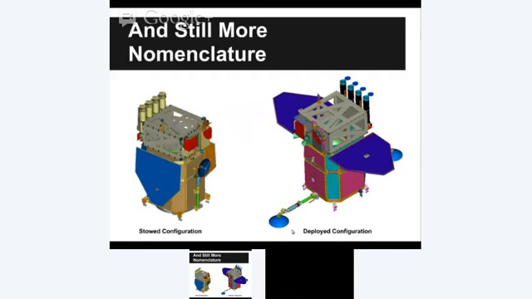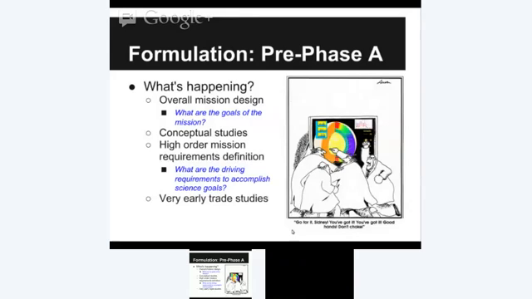All right, so what happens in these various phases? The first phase is called pre-phase A, and this is really the very beginning of a mission. What's happening here is overall mission design. What are the goals of the mission? You're doing some very, very preliminary conceptual studies. Basically what they're trying to do here is make the case that this mission should go forward.